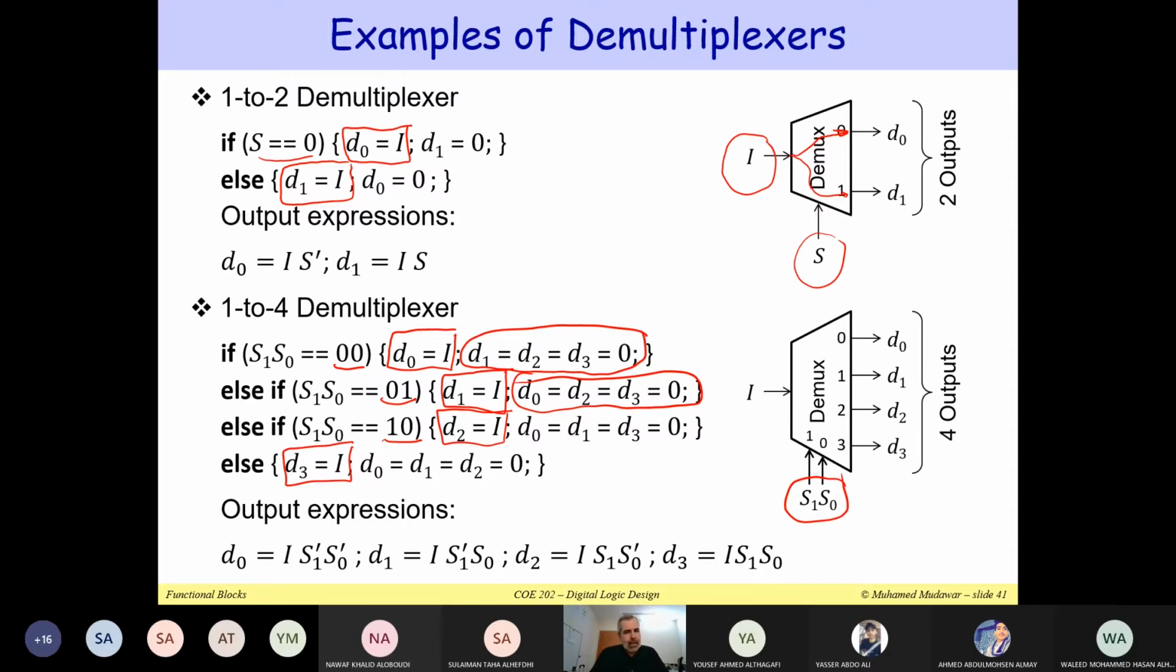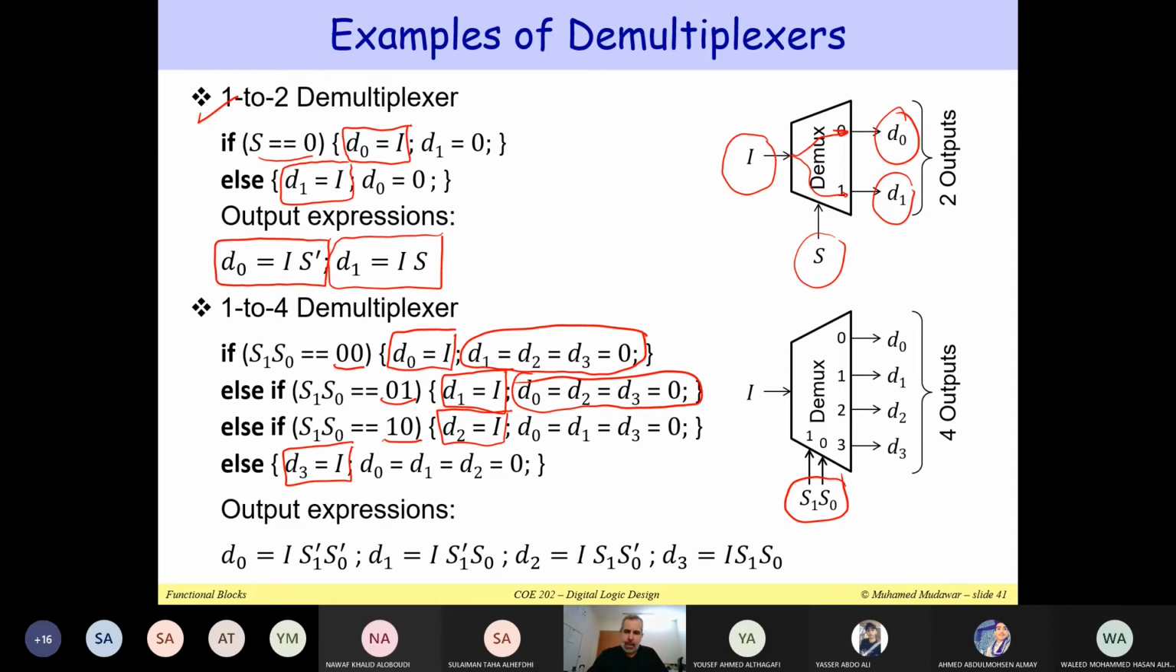Now you can easily obtain the logic expressions for a demultiplexer. It's not that difficult at all. We can easily obtain the output expressions. For example, if I have a 1 to 2 demultiplexer, we only have 2 outputs, D0 and D1. D0 will be equal to I when S equals 0. So we can write it like this: D0 is equal to I and S prime. So when S equals 0, you get I. And D1 will be I and S. So when S is equal to 1, you get D1 equal to the input I.